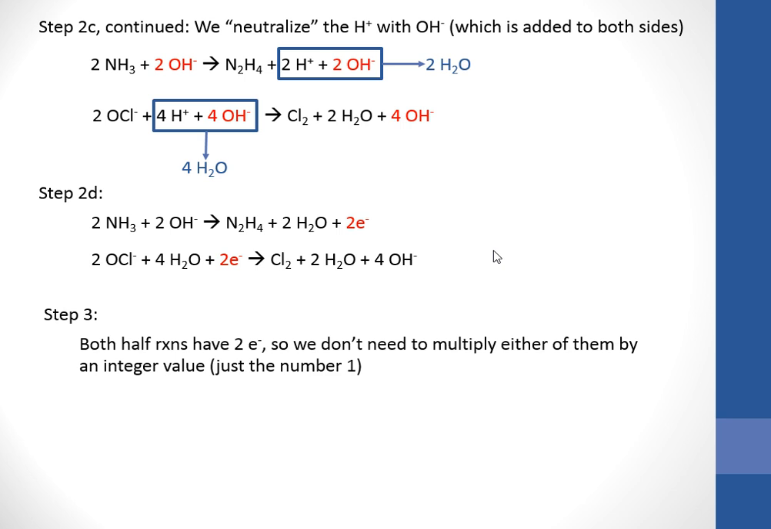In step 3, we need to make sure that we multiply each half reaction by a certain integer to cancel the electrons, but since both half reactions have got 2 electrons, we can just multiply both of these half reactions by the number 1. Finally, in step 4, we add the 2 half reactions up and we cancel the duplicate species. Please don't forget that to get full credit, you must include all states.